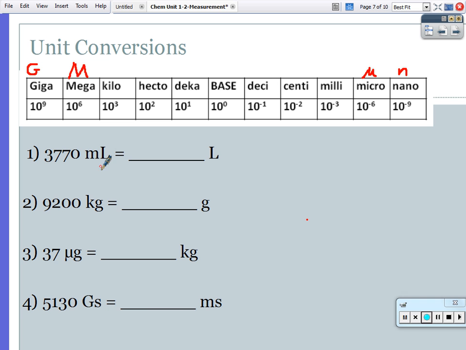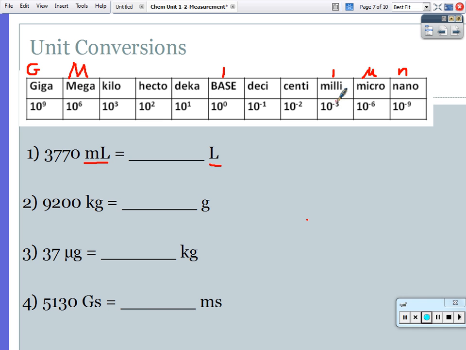All right. So we need to know this table, and the reason you know that is because now you've got to change units from one measurement to another. So in this case, we're going to go from milliliters to liters. All right. So 2 letters. First one's a prefix. 1 letter is a base unit. So I'm going to start over here at milli. So I'm going to start here, and I want to get to the base.